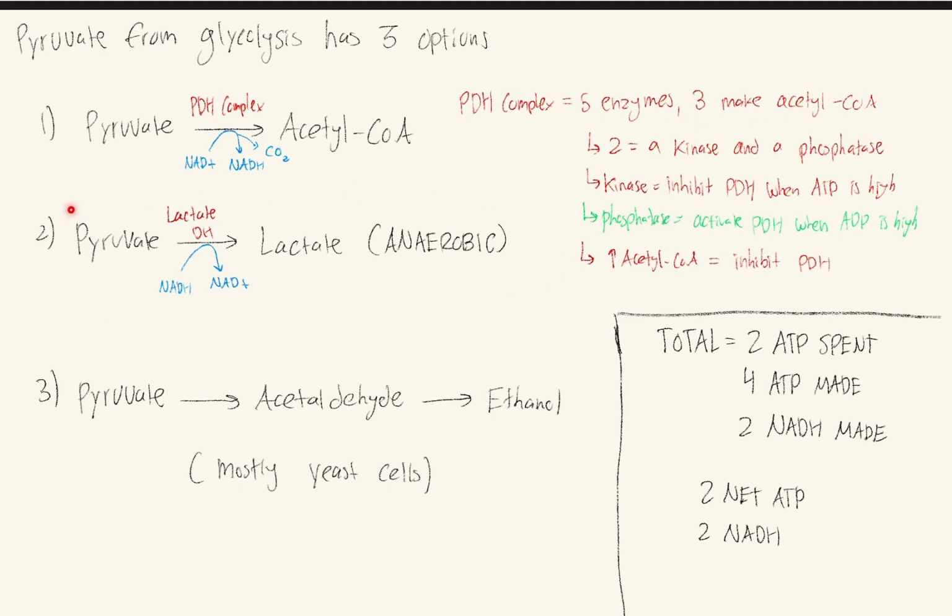The next option of pyruvate is to turn into lactate. And this is only in the case of anaerobic conditions. I want you to imagine a scenario where the cell has a finite amount of NAD plus and NADH that is existing in equilibrium. At some states, it's going to be high in NAD plus. At other states, it's going to be high in NADH.